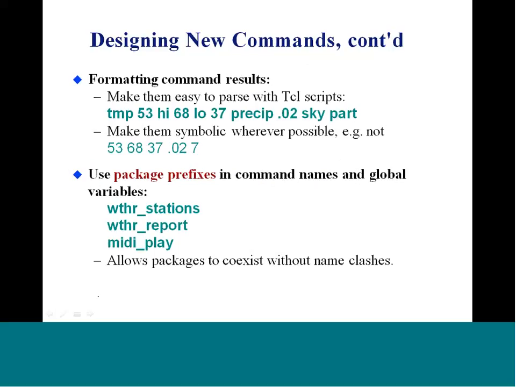Now, how do you format the new commands? Usually the preferred way is to make them easy to parse with a Tcl script, so that somebody else who writes a Tcl script can easily parse your command results. For example, here: temp 53, high 68, low 37, precip 0.2, sky part. So now you know that this is the index and this is the value. The current temperature is 53, the highest is 68, the low is 37, and the amount of precipitation is 0.02. And the sky is partly cloudy, whatever it is.